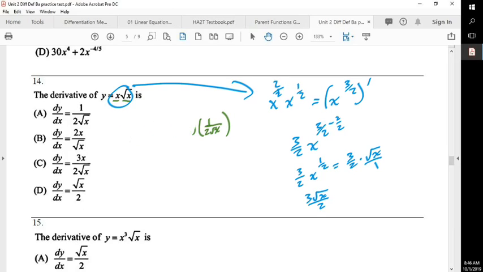So let's simplify all these answers, which I will never do on my tests, just so you know. This one is already simplified. This one is not simplified. This one is the same as 2x to the 1 over x to the 1/2. This would equal 2x to the 1/2, which is 2 rad x, which is not the answer we're looking for.